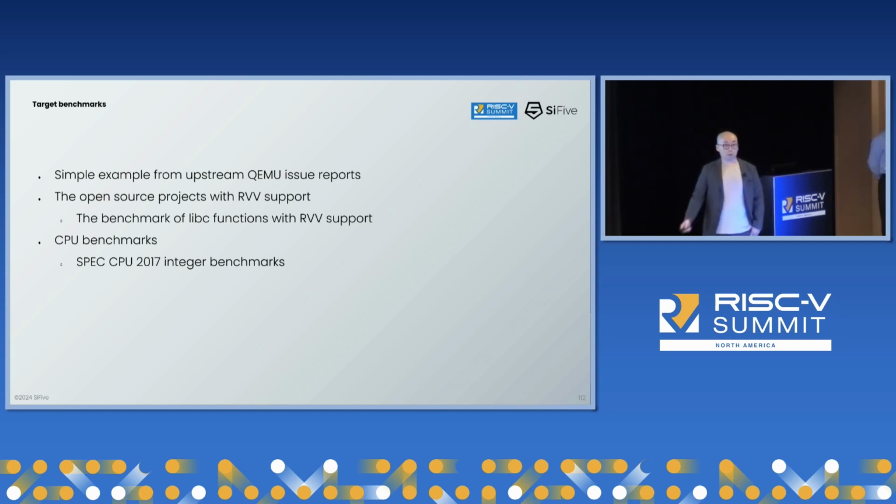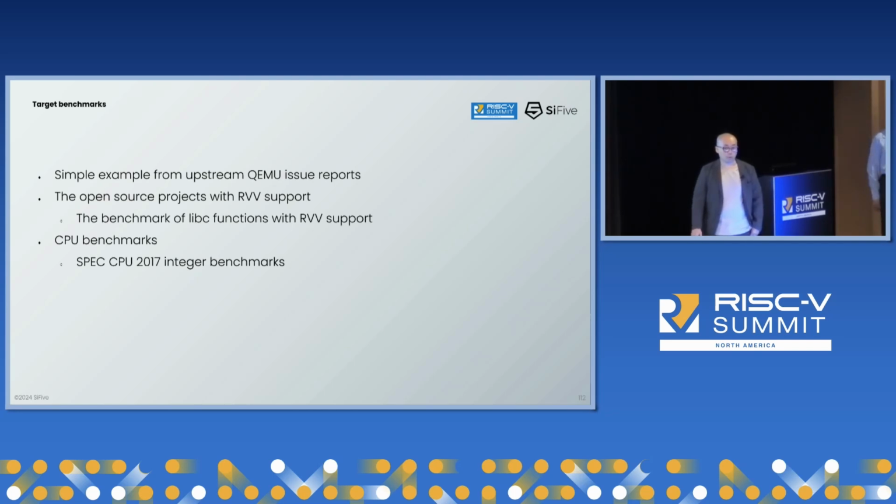Before we try to find the hotspot functions and optimize them, we need to define what the target benchmarks are. The first one is the simple test bench or test case that we can find in the QEMU mailing list or the issue track, where developers provide a test case. The other one is open software with RVV support.